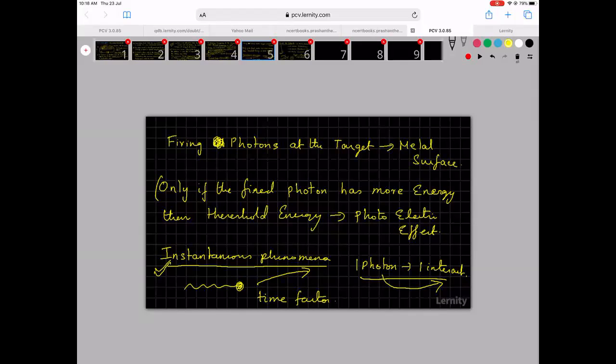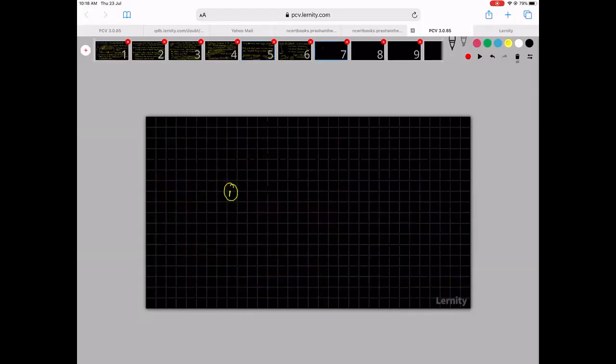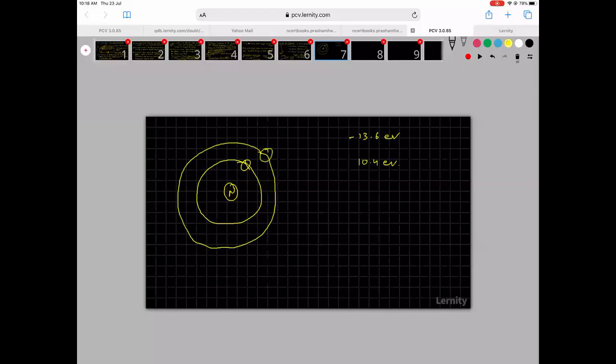Both these things tell us that light is not a wave. For example, suppose there is a nucleus here, and a hydrogen electron here. Only if you give it 13.6 electron volts will it come out. Now suppose you give it 10.4 electron volts. Then it will go to the next shell.